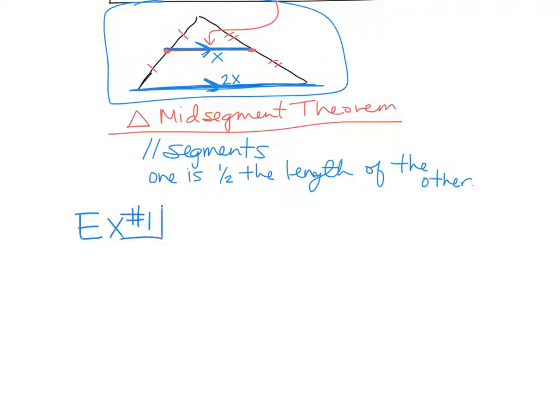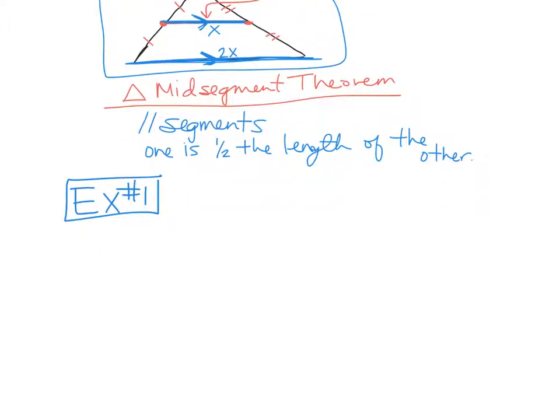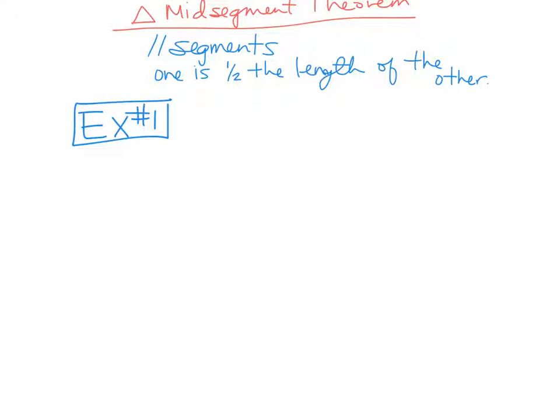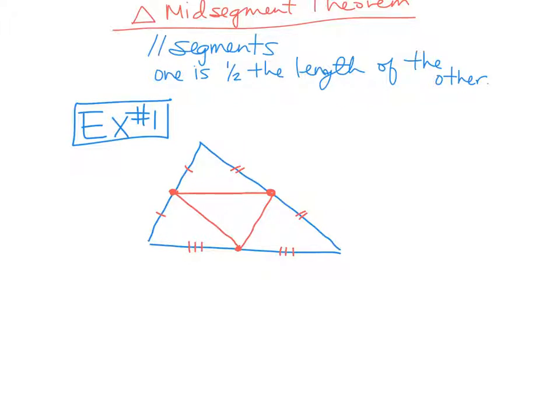So you're going to get something like this. Example number 1. I'm going to combine two examples with the same picture so you don't have to redraw your picture. So really example 1 and example 2 are going to use the same picture. Starting with this, if this is a midpoint, meaning these two are congruent, and this is a midpoint, so these two are congruent, and this is a midpoint, so those two are congruent, you get a mid-segment here, a mid-segment here, and a mid-segment there. So it's really a triangle within a triangle, essentially, the way it looks.